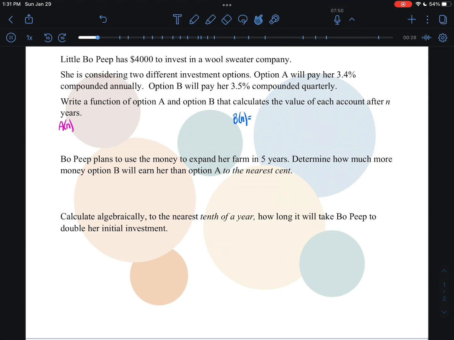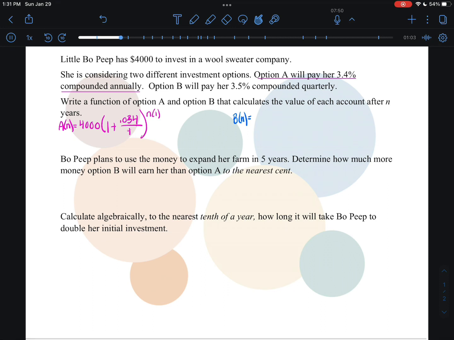I'm going to use pink for option A. And option A, it says, is compounded annually. So I'm going to write my function as A equals 4,000 times (1 plus 0.034 over 1) to the power of 1 times n.